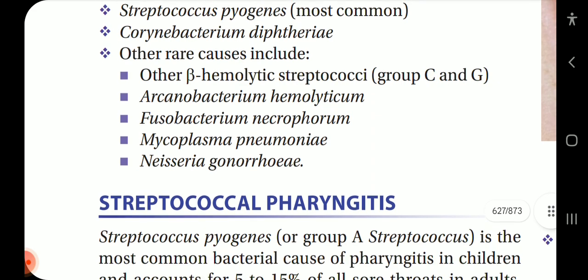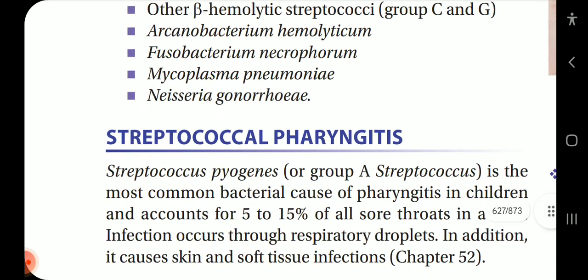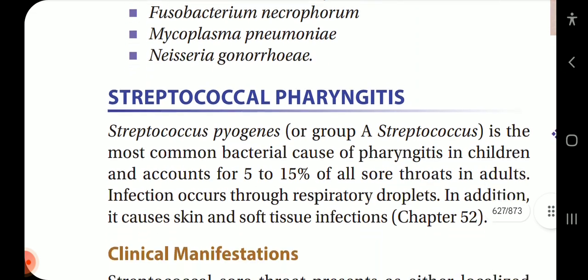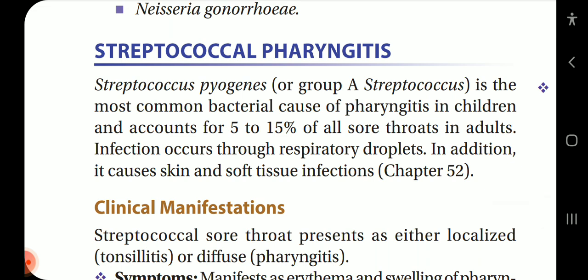include other beta hemolytic streptococci like group C and G, Arcanobacterium hemolyticum, Fusobacterium necrophorum, Mycoplasma pneumoniae, and Neisseria gonorrhoeae. Now, starting with streptococcal pharyngitis.